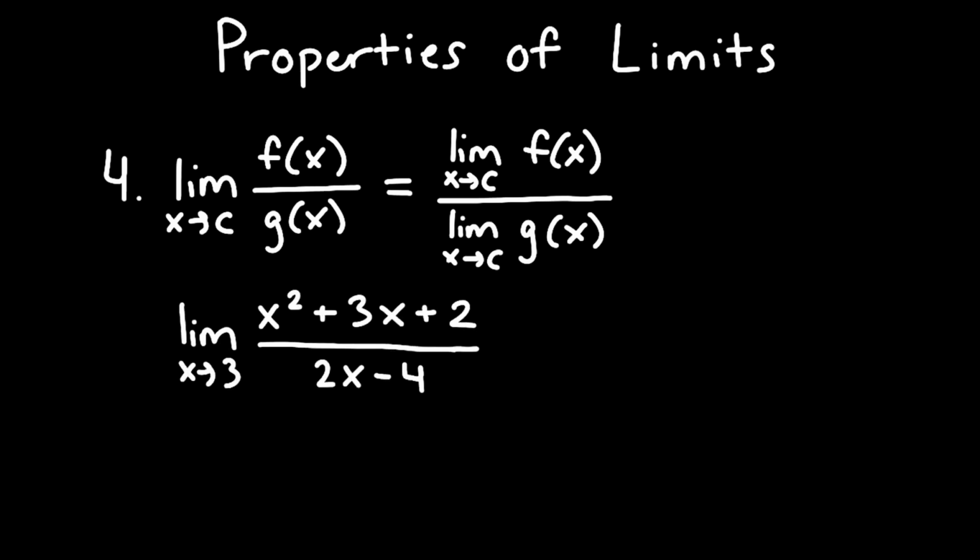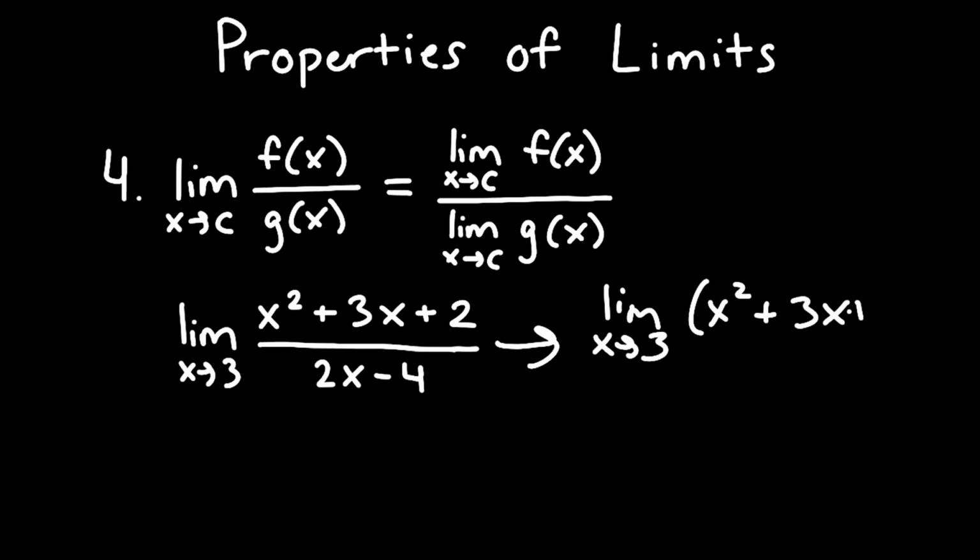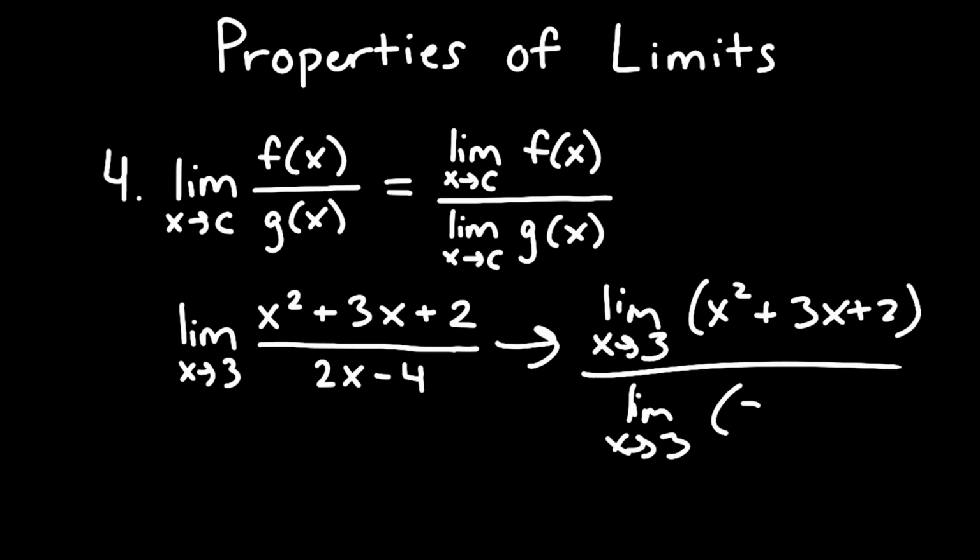This limit is going to look pretty scary at first, as it involves a polynomial on the top, and then there's a binomial on the bottom. But we can go ahead and use the quotient property to make this a little easier. So if we break it into two limits, again keeping parameters the same, we get limit as x approaches 3 of x squared plus 3x plus 2 divided by the limit as x approaches 3 of 2x minus 4.